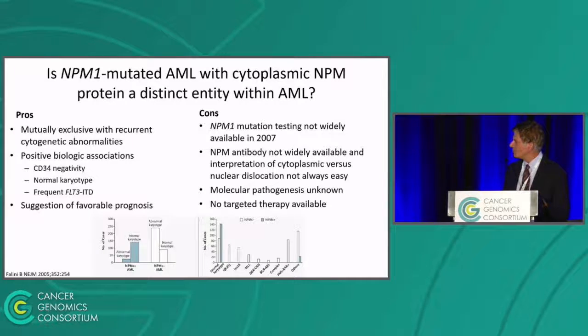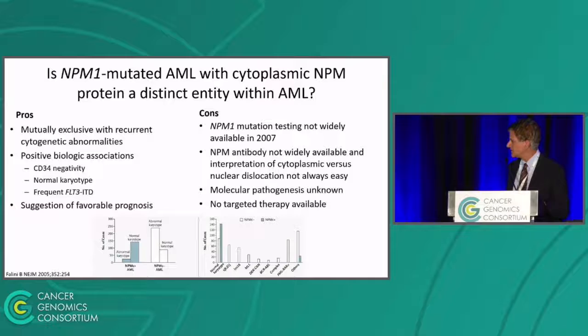tried and tested subtypes? So pros are that the NPM1 mutation and cytogenetic abnormality, cytoplasmic localization, seem to be mutually exclusive. So it wasn't just a curiosity like, say, FLT3 that could occur across any AML subtype. It seemed to be exclusive with other known cytogenetic subtypes of AML. There were also some positive biologic associations. The presence of an NPM1 cytoplasmic localization was correlated with CD34 negativity, a normal karyotype, often associated with FLT3 ITD that was already known about, and a suggestion at that time of a favorable prognosis.